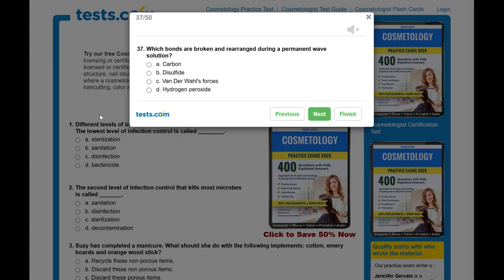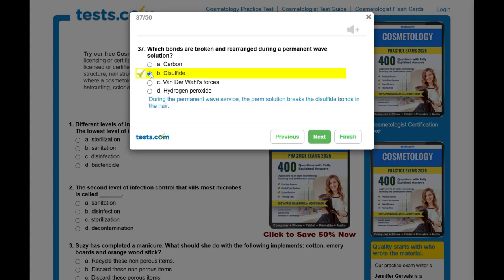Question 37. Which bonds are broken and rearranged during a permanent wave solution? A. Carbon. B. Disulfide. C. Van der Waals forces. D. Hydrogen peroxide. B. Disulfide. During the permanent wave service, the perm solution breaks the disulfide bonds in the hair.